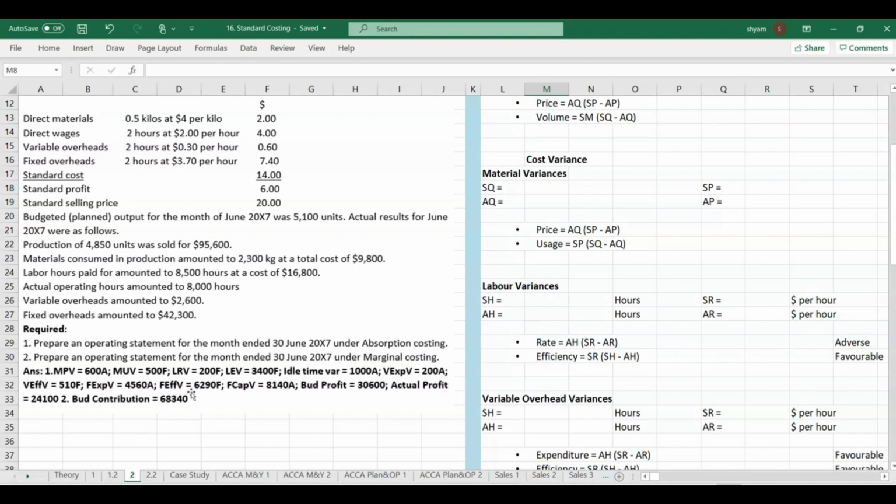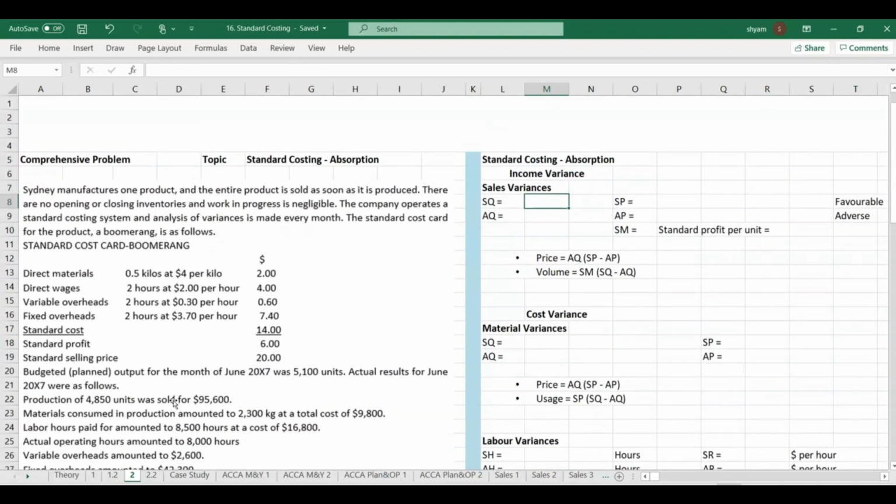Here the answer hints are there, so we can also compare our answer. The question says that Sydney manufactures one product and the entire product is sold as soon as it is produced. There are no opening or closing inventories and work in progress is negligible. The company operates a standard costing system and analysis of variance is made every month. The standard cost card for the product, a boomerang, is as follows.